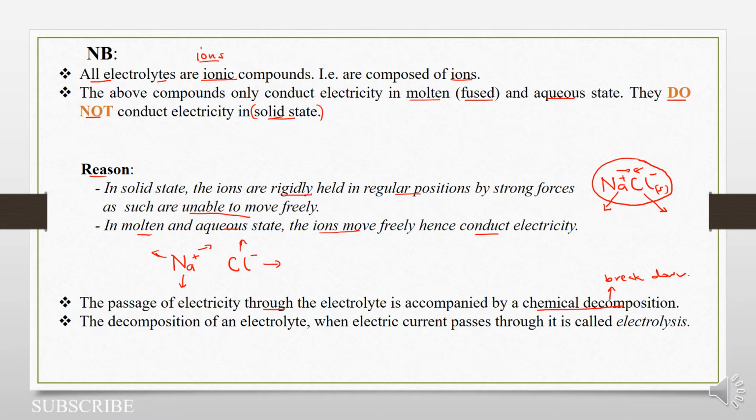The decomposition of an electrolyte when electric current passes through it is called electrolysis. Basically, we are breaking down the electrolyte. Electro, from electrolyte, and lysis, which means breakdown or splitting. So electrolysis is basically the breakdown of an electrolyte when we pass electricity through it.